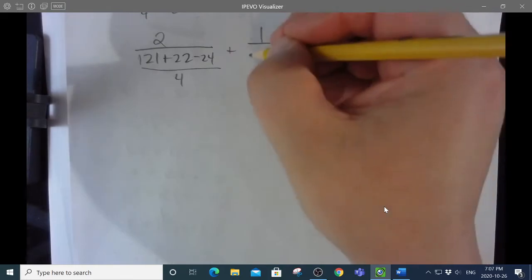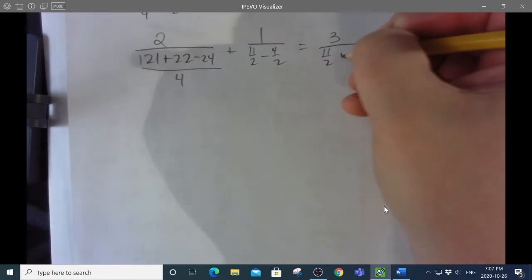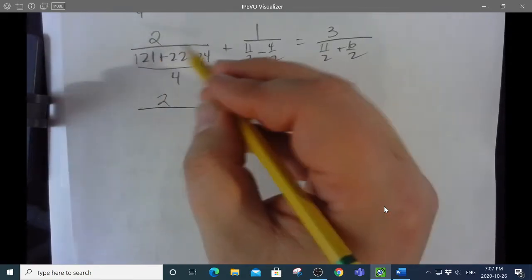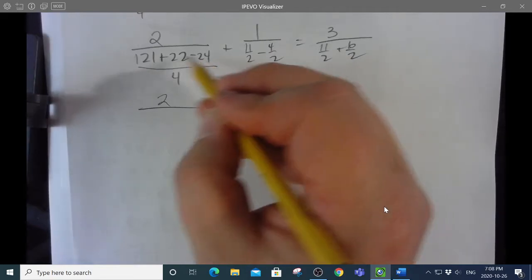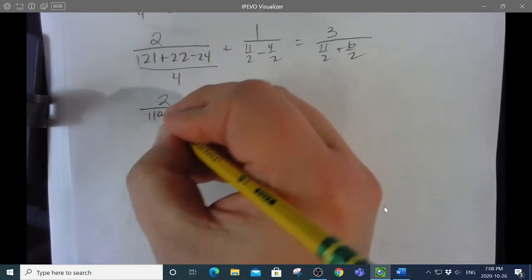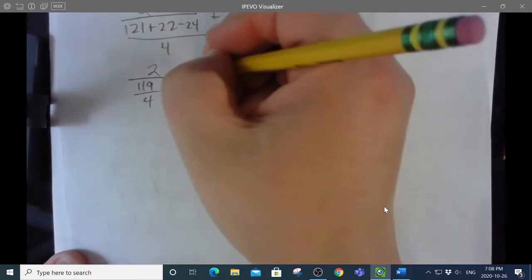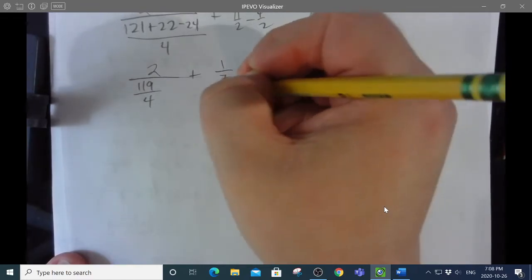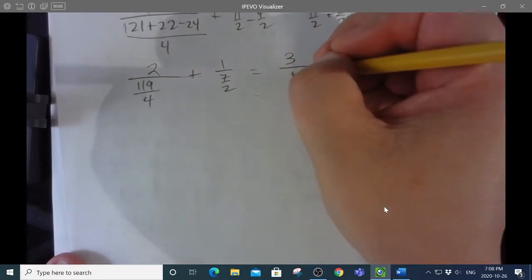Plus 1 over, that's 11 over 2 minus 4 over 2 equals 3. 11 over 2 plus 6 over 2. This is going to work. I can kind of see it working now. 2 over 121 plus, how about this? 22 minus 24 is negative 2, right? So negative 2, take 2 away from this. That's 119 over 4. That's still kind of an ugly number, but it's not as bad as it was a minute ago. Plus, and over here I have 11 minus 4 is 7 over 2. And over here I have 3, and this is 17 over 2.